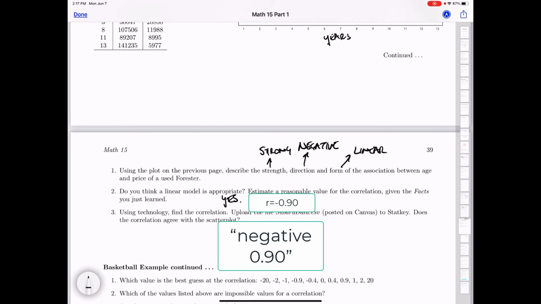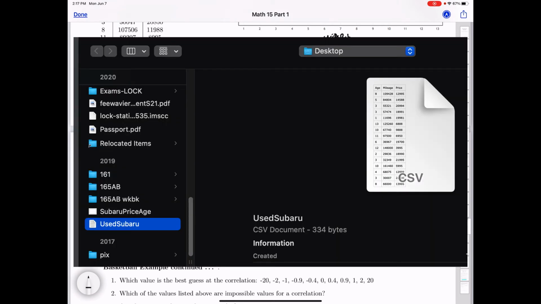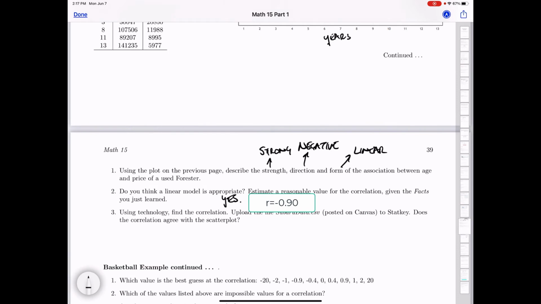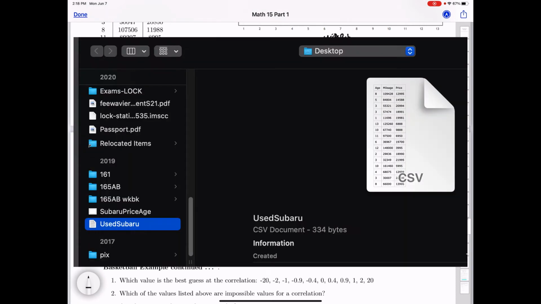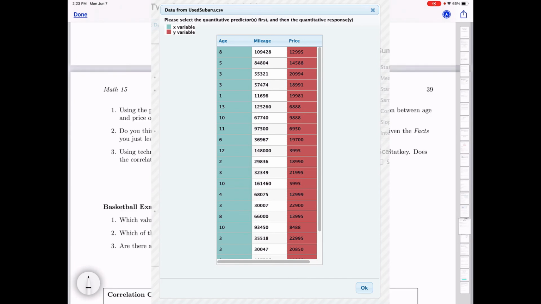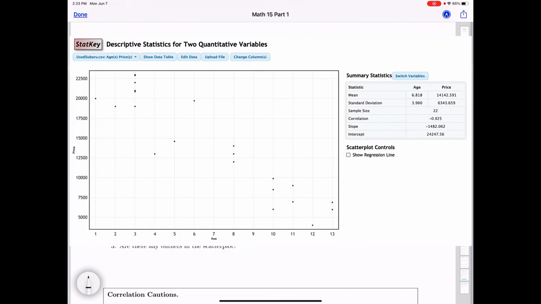Now it says use technology to find the correlation. So what we do, we upload the Subaru data that's posted on Canvas to StatKey and see that correlation. So here I'm going to upload this data. We go to StatKey. All right, so you can see on the screen here, we have the price and the age of the Subaru. And the correlation turned out to be negative 0.925. So close to my guess, but even stronger than I thought.